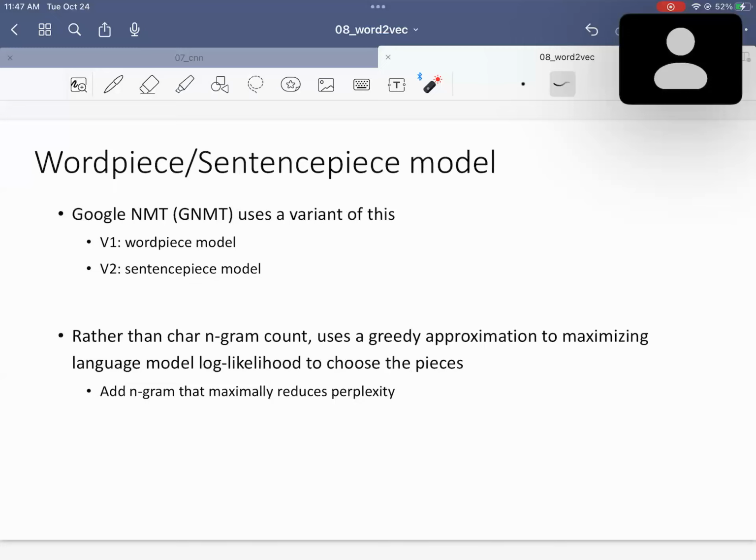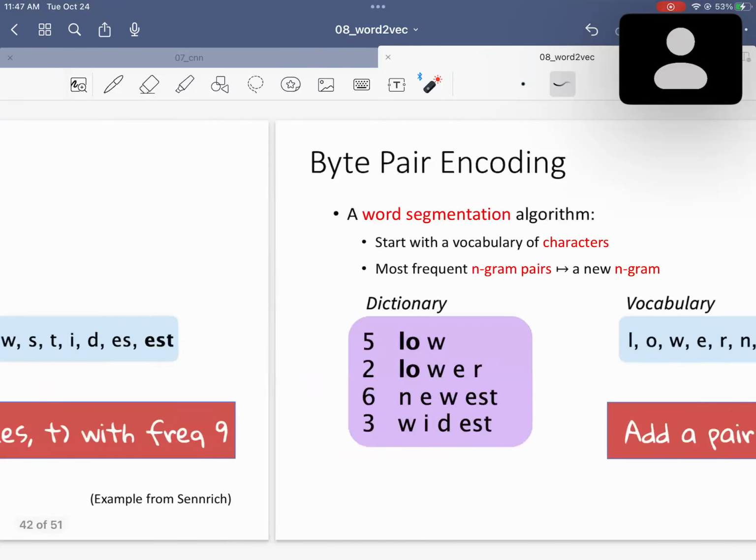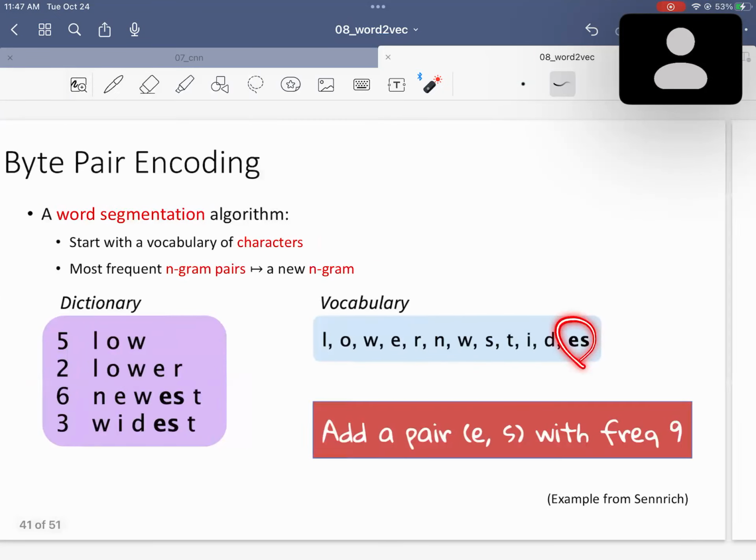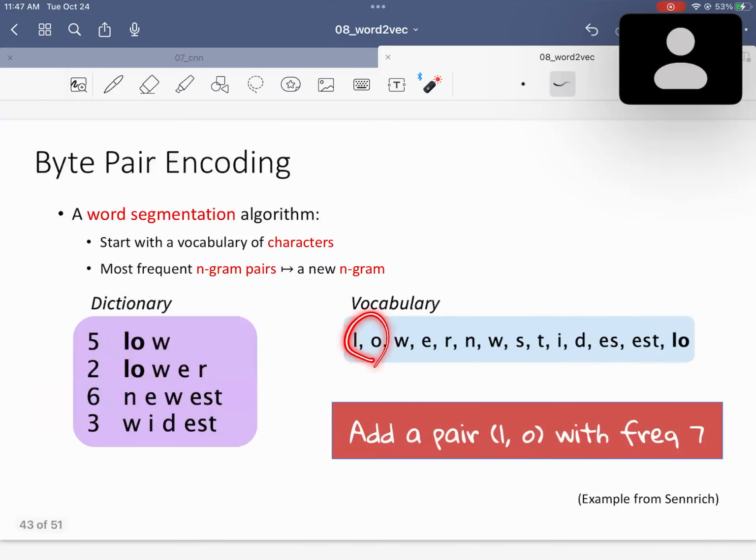So it's kind of lowering the entrance hurdle for NLP. There's something else called word piece and sentence piece, which is basically the same thing as byte pair encoding, but it uses a bit more sophisticated loss function. Here, rather than counting n-grams and then greedily selecting the most frequent pairs, this was a greedy algorithm, right? You start with ES 9 times, 7 times. So it's a greedy algorithm.